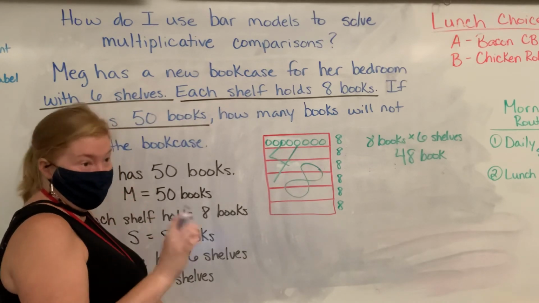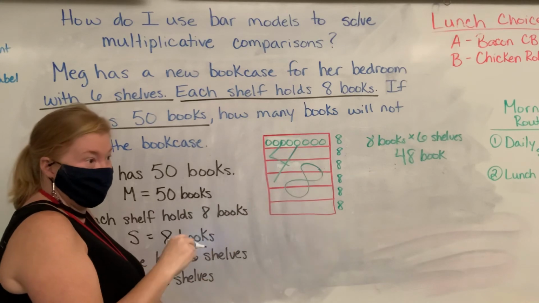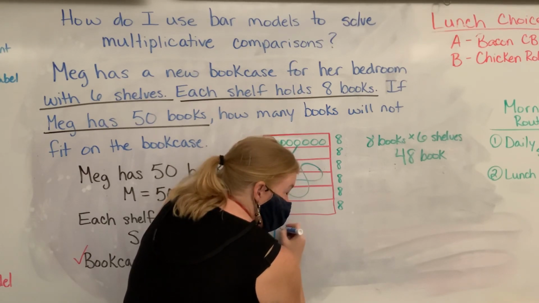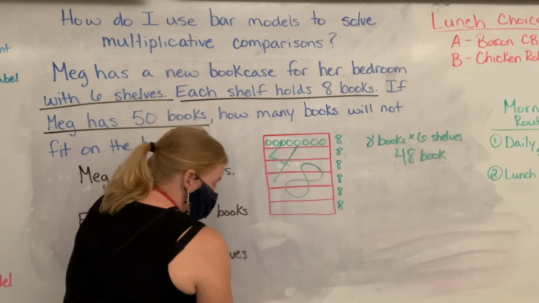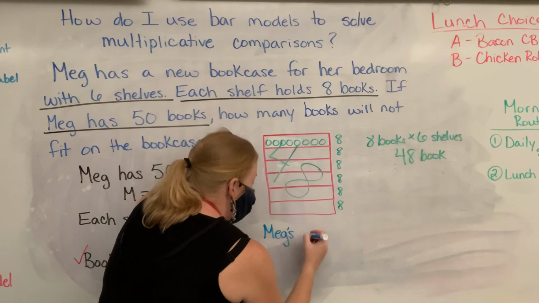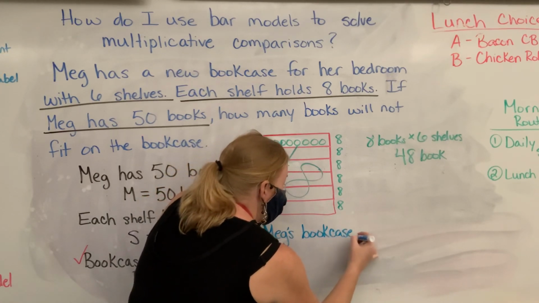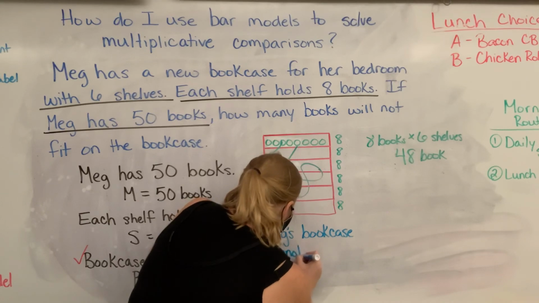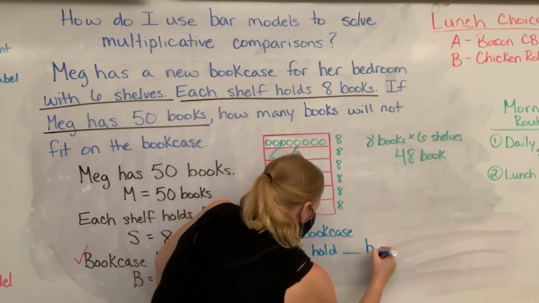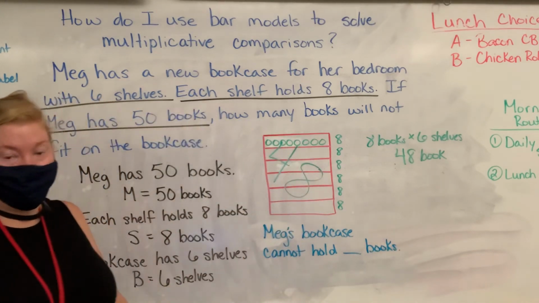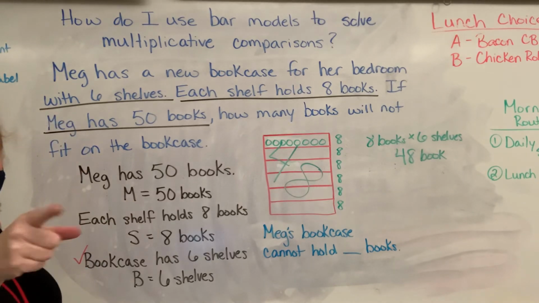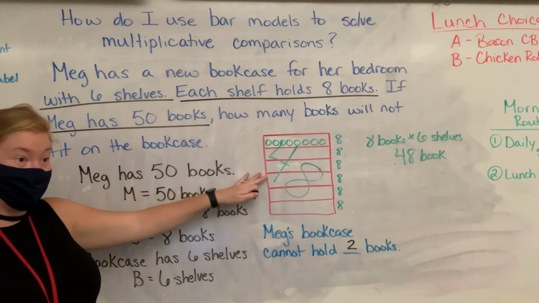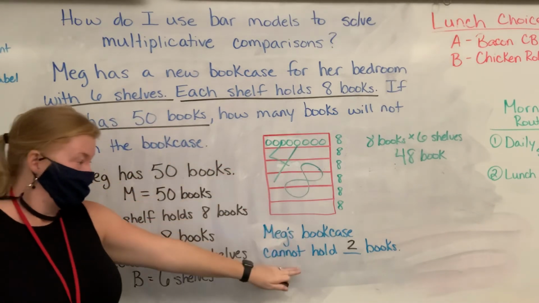So we're looking for how many books it cannot hold. So help me with that sentence. We could say the bookcase, or we could say Meg's bookcase. And instead of saying can't fit, I'm going to say cannot hold. Okay? Meg's bookcase cannot hold blank books. How many books can it not hold? 2 books. It cannot hold 2 books, because if it can hold 48, the difference between 50 and 48 is 2.